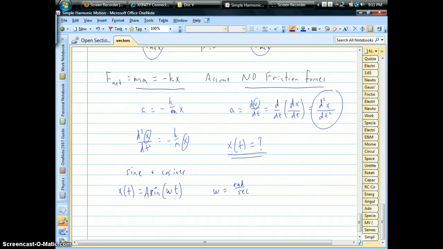We know that sine oscillates between a maximum and minimum. In terms of position, our definition for that is amplitude. So this is a kind of a generic solution. We could have also said it could have been a cosine.